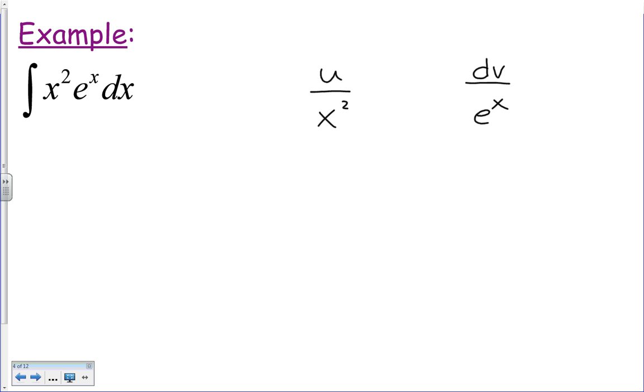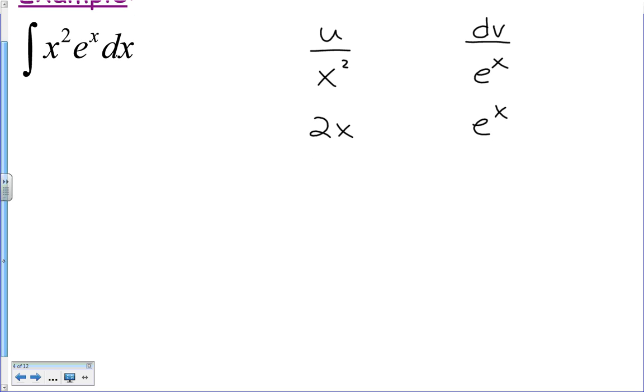Take the derivative of the u column, so I get 2x. Take the antiderivative of the dv column. I get e to the x. Do it again. Derivative of 2x is 2. Antiderivative of e to the x is e to the x.